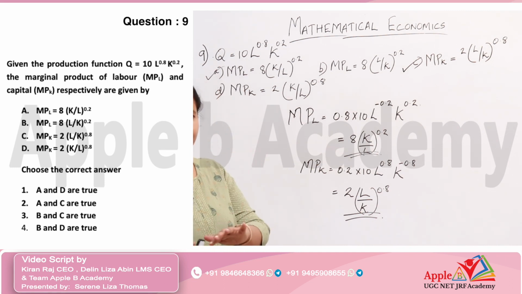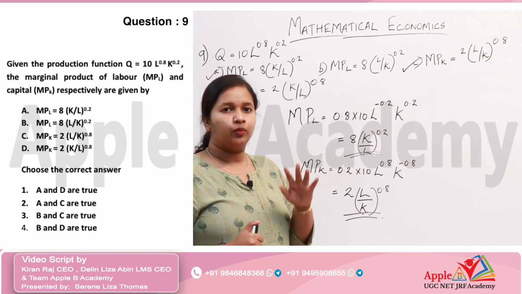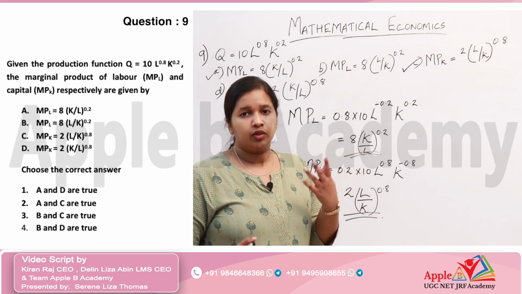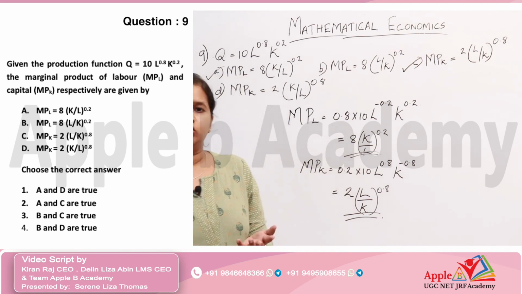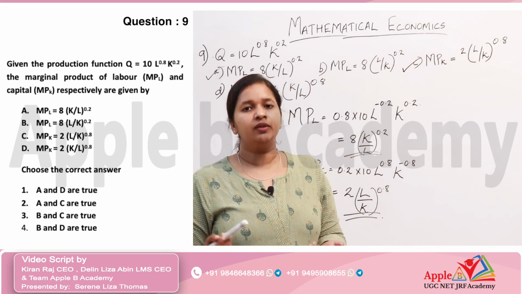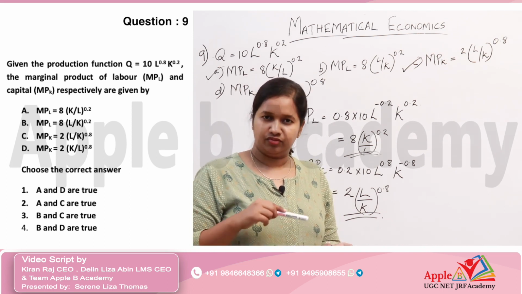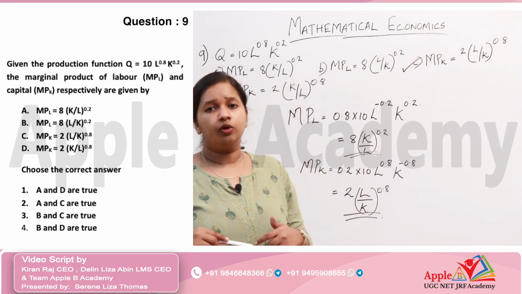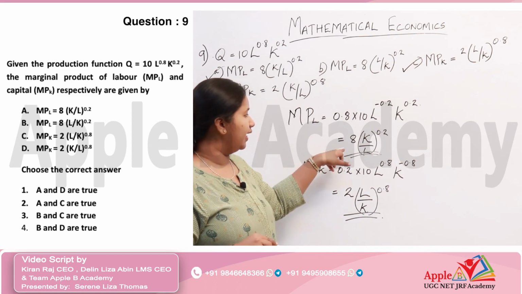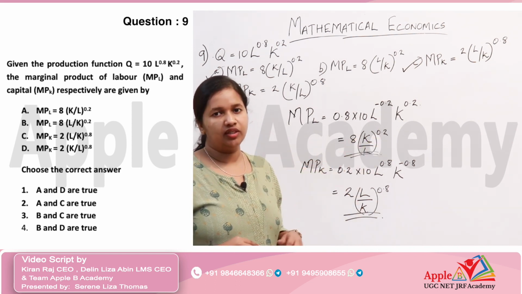I will just explain it once more. We have a production function given, and we need to find the marginal productivity of labor and the marginal productivity of capital. To find the marginal productivity of labor, we partially differentiate this equation with respect to labor, and to find the marginal productivity of capital, we partially differentiate with respect to capital. Doing so, we get 8 times (K by L) raised to 0.2 and 2 times (L by K) raised to 0.8.